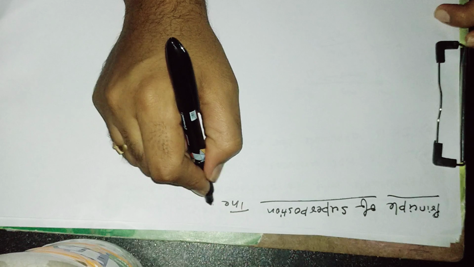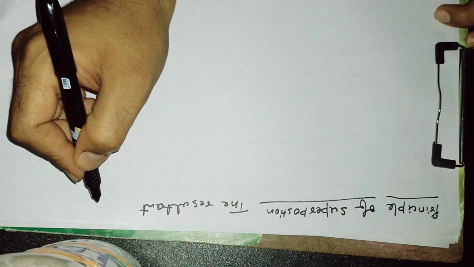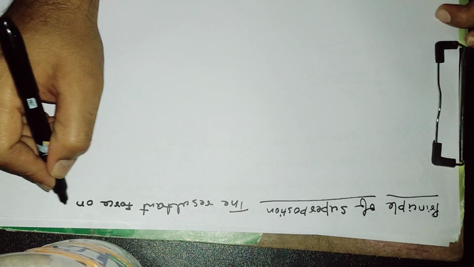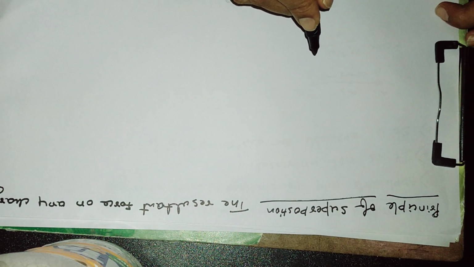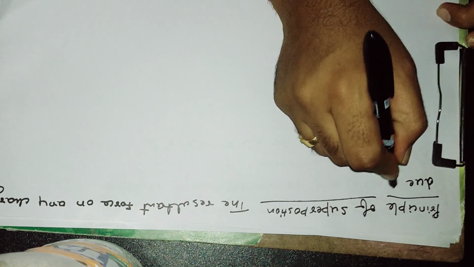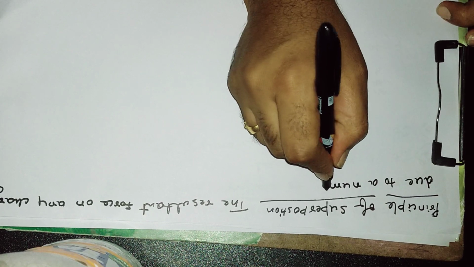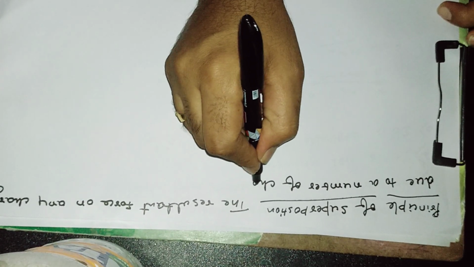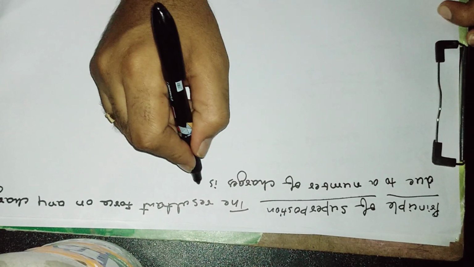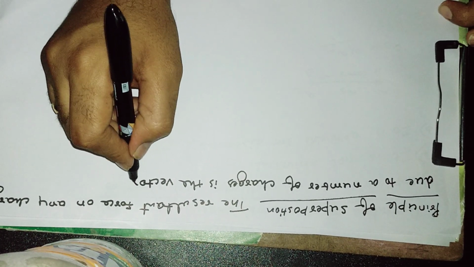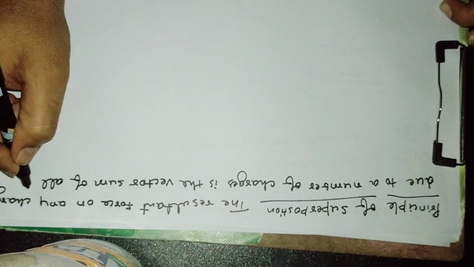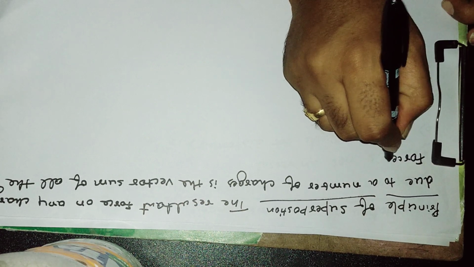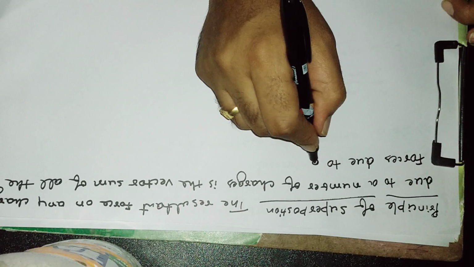First, we will write down the statement. The resultant force on any charge due to a number of charges is the vector sum of all the forces due to all the charges.